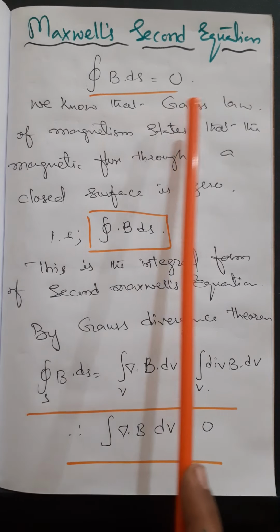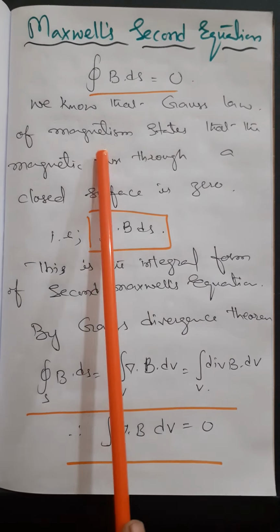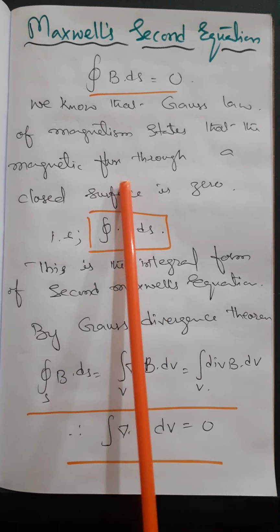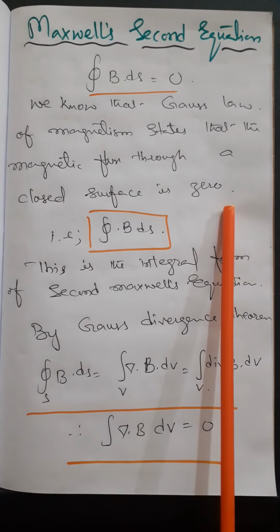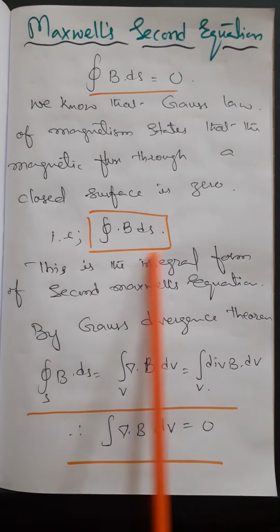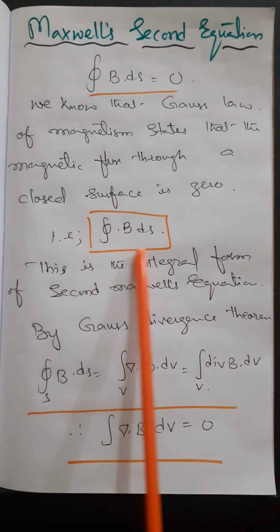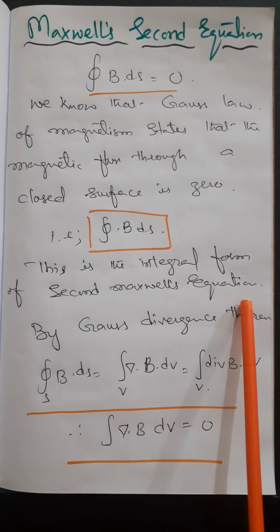So we know that this is Gauss's law of magnetism, and this states that the magnetic flux through a closed surface is 0. This is known as Maxwell's second equation. This is the integral form of Maxwell's second equation.